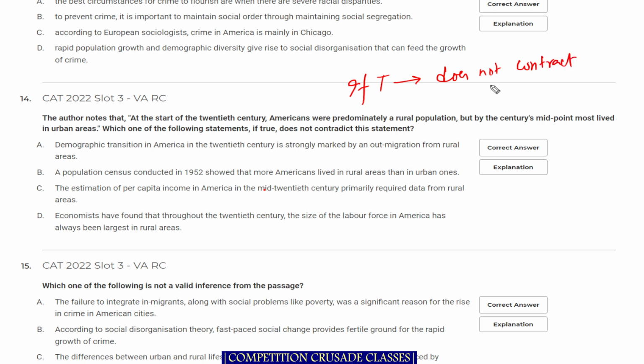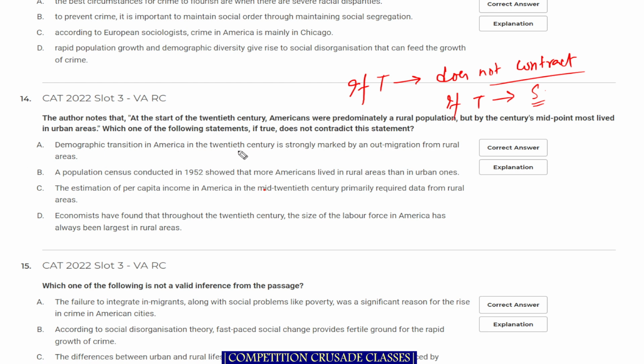Please understand, this is a very interesting question type. If true does not contradict means, if true, this will strengthen. If true, it should strengthen. That is the only meaning of does not contradict, right? So let's read one by one and try to understand.